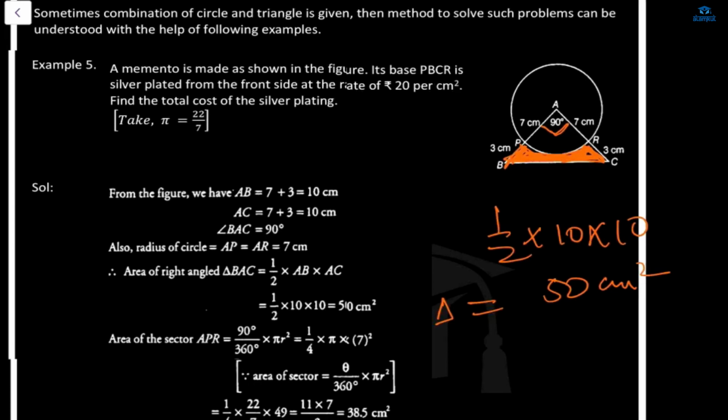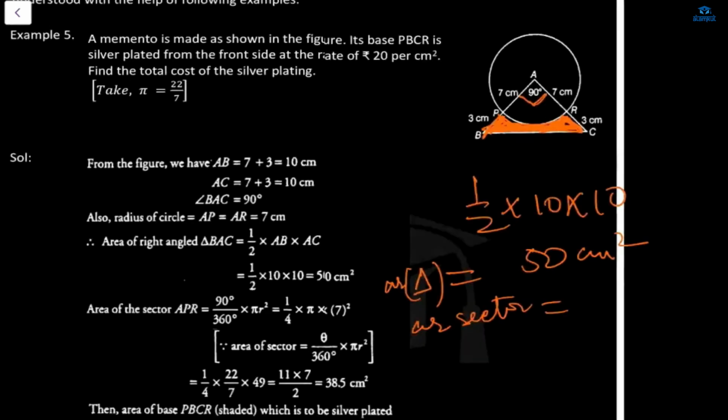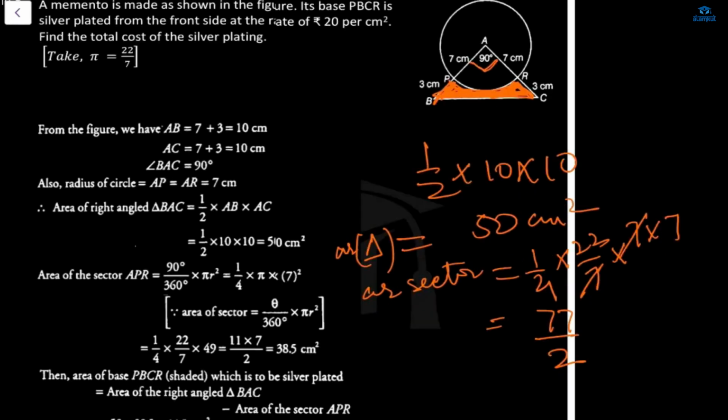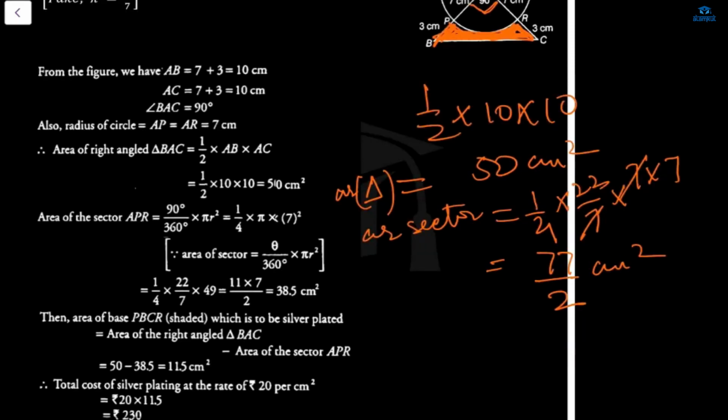Now the area of the sector. Sector will be equal to 90 upon 360, that will be 1 by 4 pi r square. R will be 7, so 77 by 2 centimeter square. Now you need to subtract this from the triangle area: 50 minus 77 upon 2. You're going to solve this and you'll get the area.